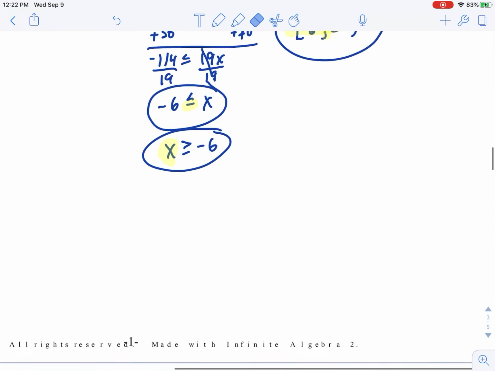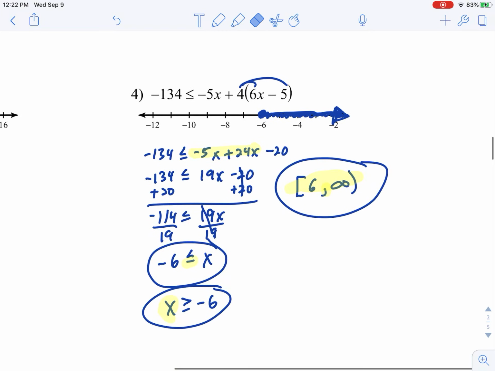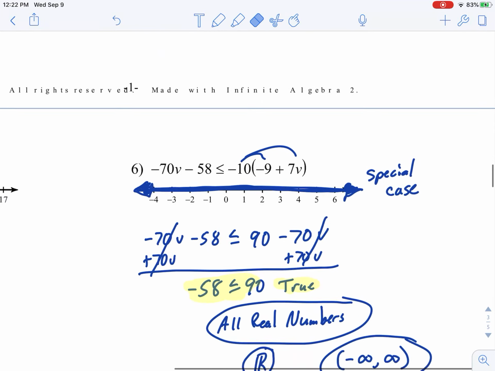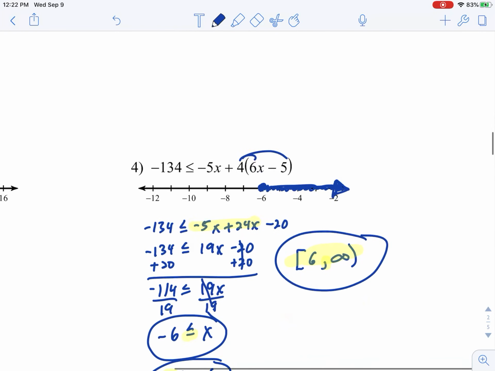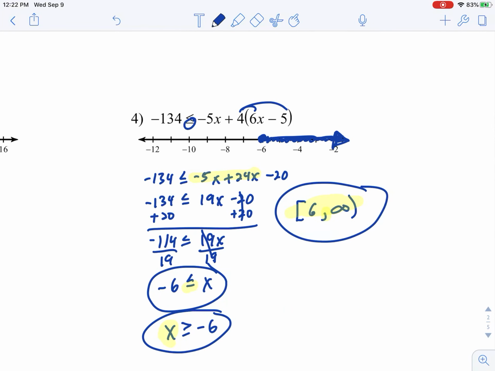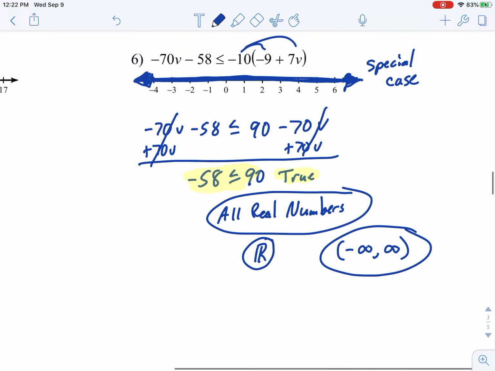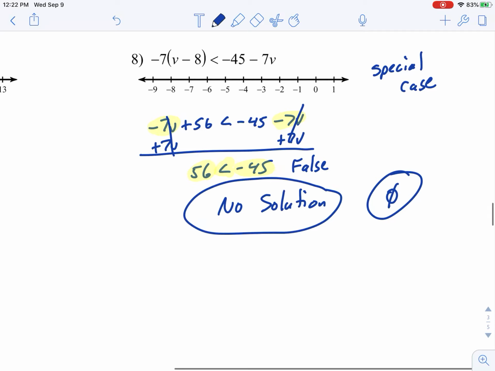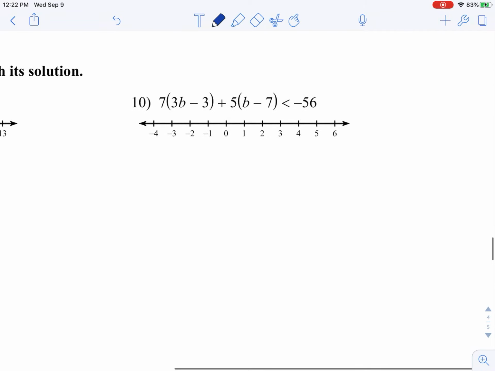So what do we have? We've got a couple that worked out like they normally should. We've got one without an equal sign. So there's that circle there, or the open parenthesis as we call it. There's one with an equal sign. That's the colored in dot, or the closed bracket as it's sometimes called. An all real numbers special case, a no solution special case. Let's look at number 10.